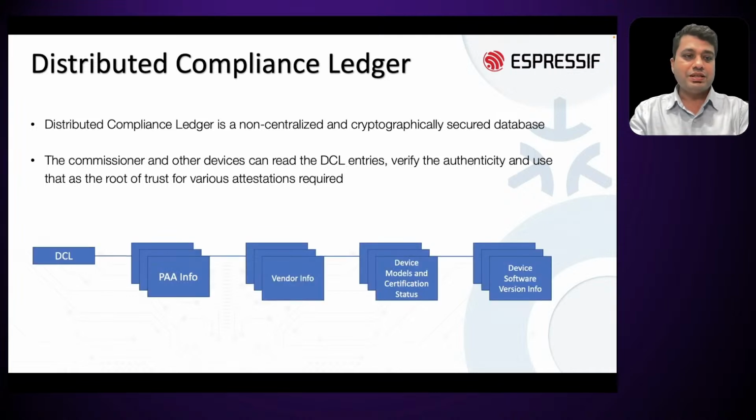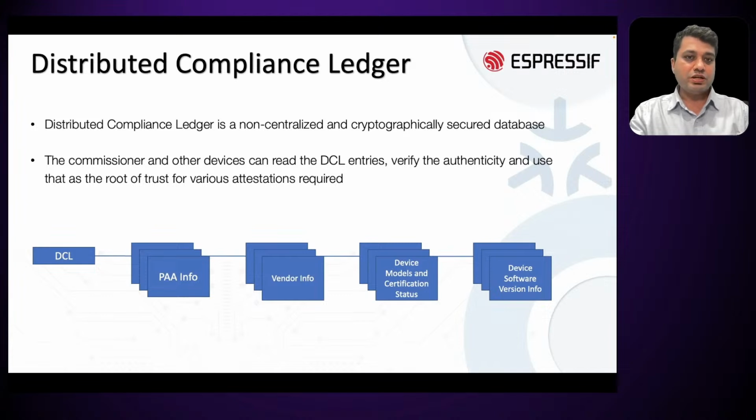So this is how the DCL looks like, right? The DCL basically includes 4 different types of entries. First one is the product attestation authorities information. What they are, we will look at in the next slide. The vendor's own information, which also includes who all the vendors are and what VIDs are allocated to these vendors. Then the device models and their certification status.